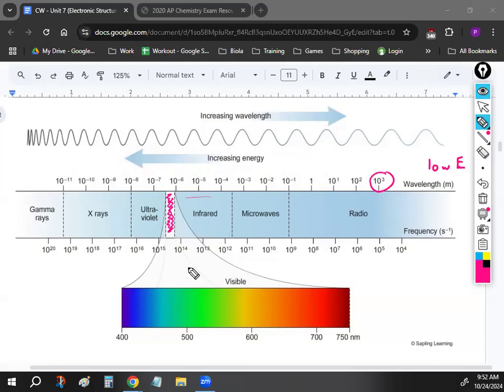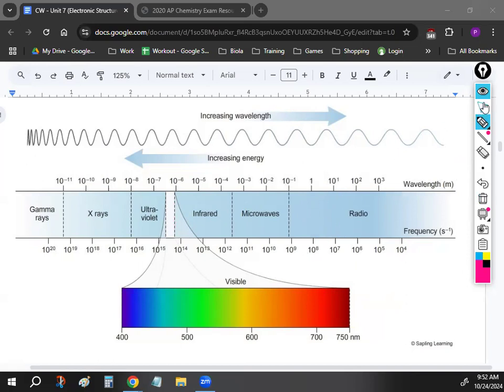Now if we take a look at the frequency, again, the frequency is very high here. The number is very big, and the frequency here is very low. So that's just another way of looking at the energy, the wavelength, and the frequency.